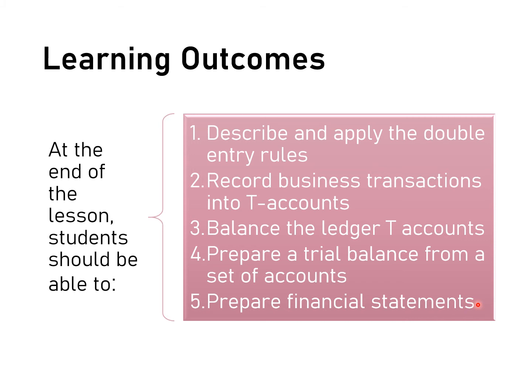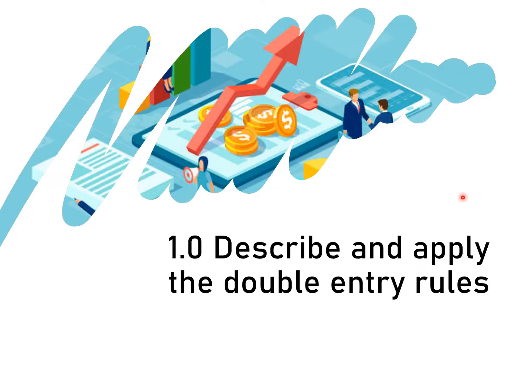Like I said, you have to understand from the beginning so that you can reach the end, number 5, prepare financial statements, because they are interrelated. Your understanding of the first, second and third chapters will carry on until chapter 4. So you have to understand it. Right, let's move on. Objective 1.0 is to describe and apply the double entry rules.